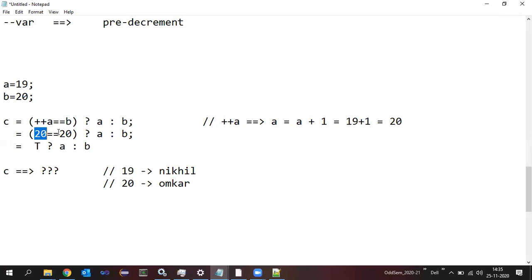That's how this condition becomes true, right? The first 20 is the A value and the second 20 is the B value. A becomes 20 now, not 19, because it has been modified by pre-incrementation. So since the condition is true, this A will get updated to C. So we get C as 20. Now, understood this one?